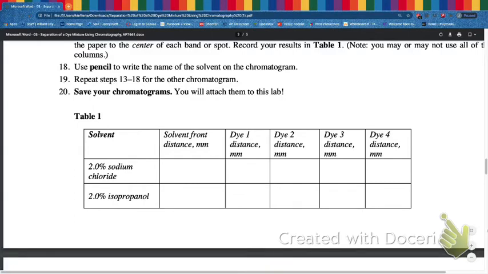Okay, so I'm going to record the lab directions for the people who are not here today. So if I seem to be pausing and starting and stopping at weird times, that's what this is about.